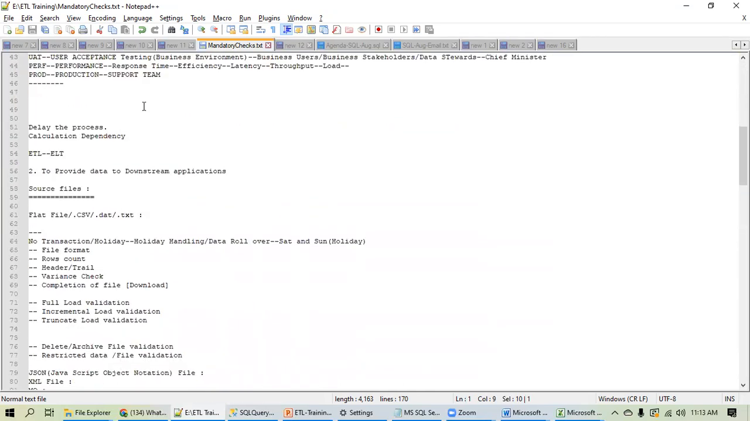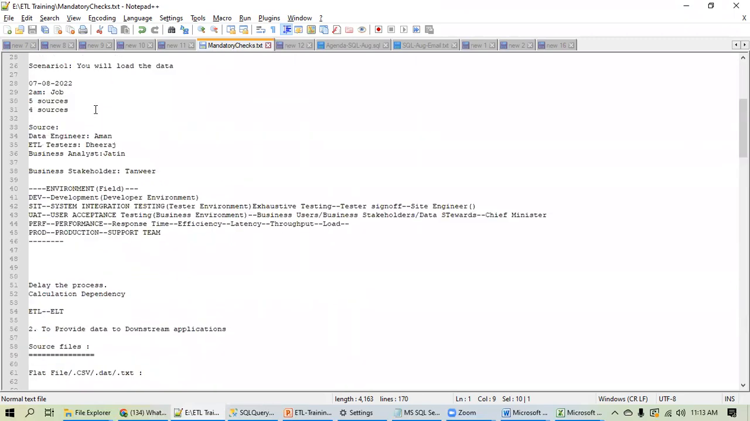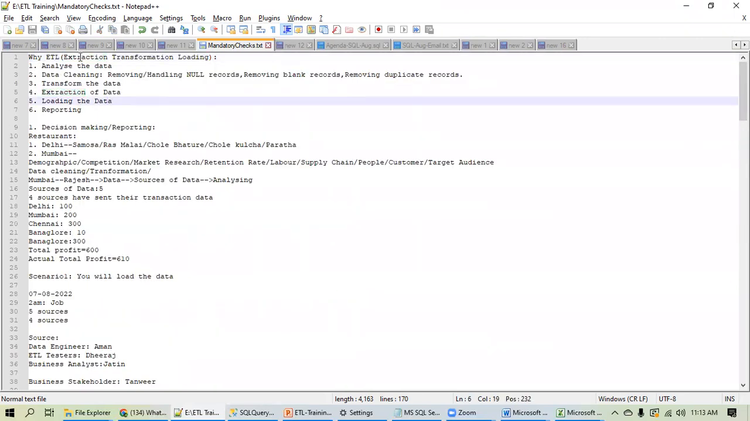Now there are a few checks which you have to perform when you are getting the data from the source team. And believe me, this extraction is the most complicated, the most lengthy, the most headache task in any ETL project, because you have to clean the data, and a lot of communication will happen, and many other things, and you will see all those things. Okay.